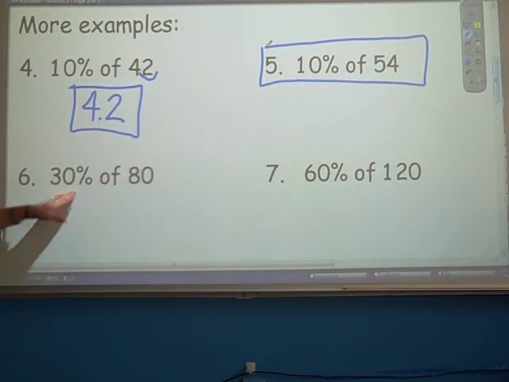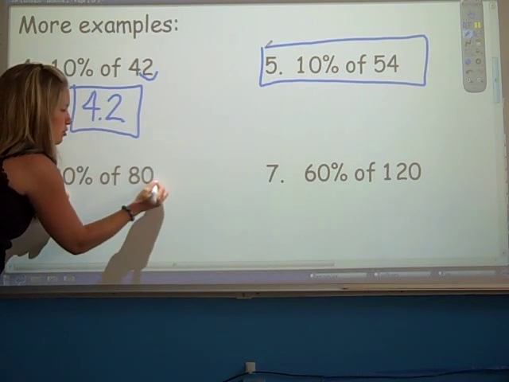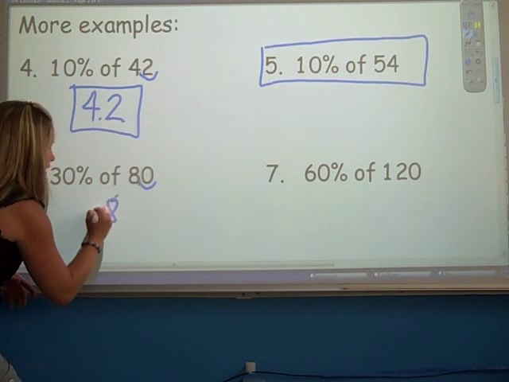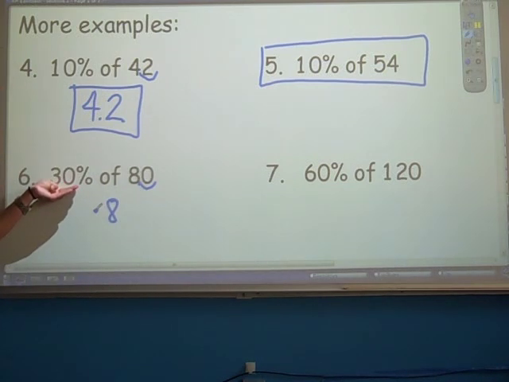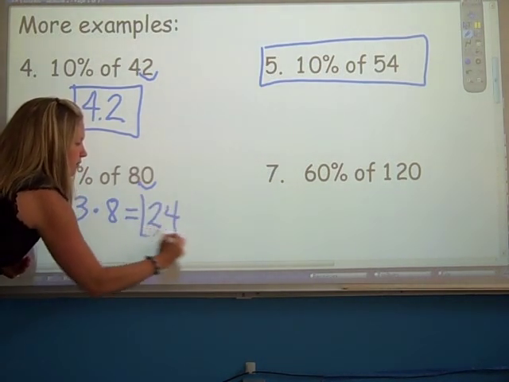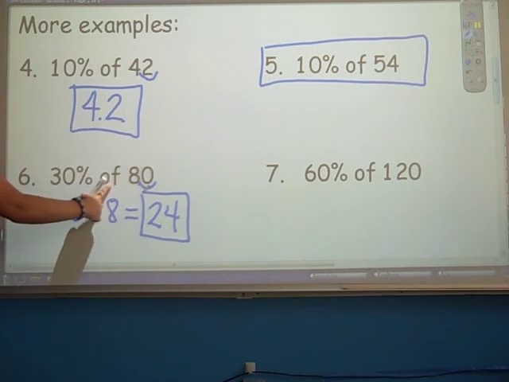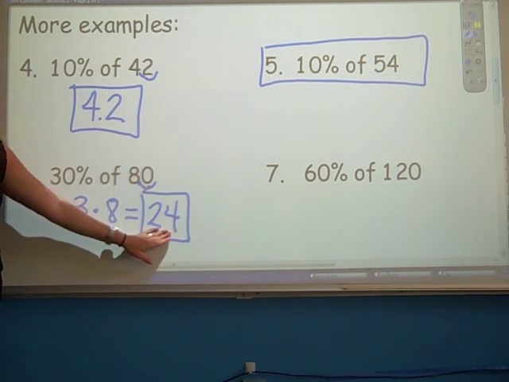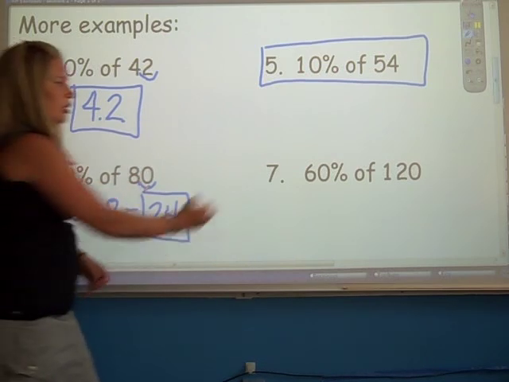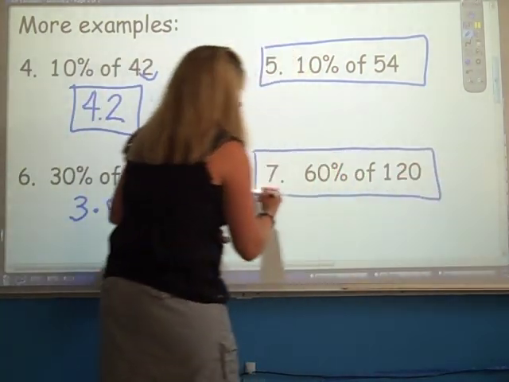Number 6. This is a large number. I'm going to do it the 10% way, which means I move it over 1 place, or divide by 10. I get 8, times the amount of 10s that I have. I have 3 10s. 30 means 3 groups of 10. 8 times 3 is 24. So 30% of 80 is 24. So I just moved it over 1. 8 times 3 is 24. You're going to try number 7.